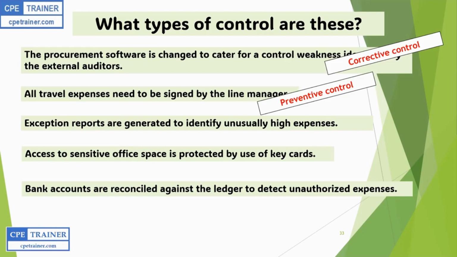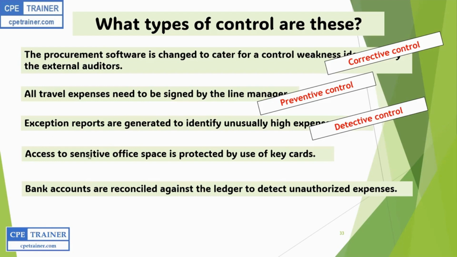The next example is exception reports, which are generated to identify these unusually high expenses. And this is an example of a detective control. So it's actually after the fact. Exception reports are always after the fact, ex post.